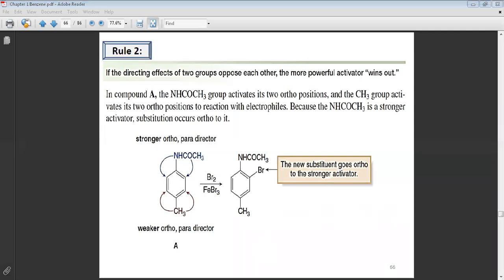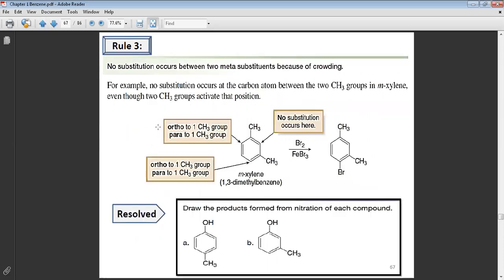Okay, write a note: stronger by resonance. That means the Br will come to here or to here? It will come to this ortho orientation of the NHCOCH3 group, because this group is affected by resonance, not by inductive. Now, the rule: no substitution occurs between two meta substituents because of crowding.